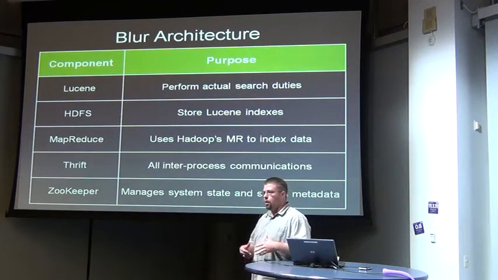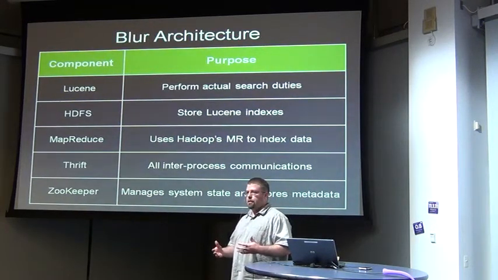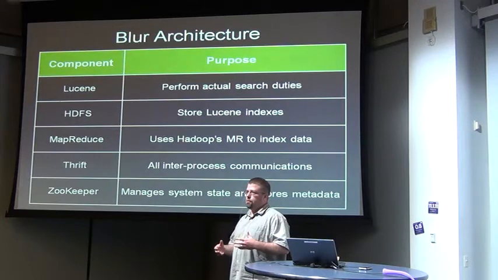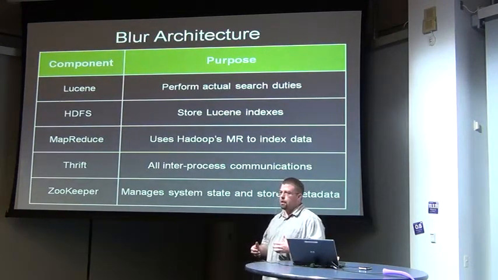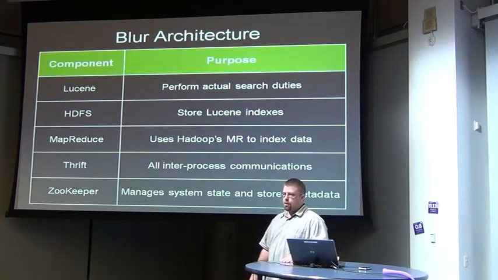MapReduce is used to do all the bulk re-indexing, and incremental indexing is done through Thrift mutate calls. So it acts somewhat like a key value data store that you can mutate the data while it's live. Thrift is used for all the intercommunication, and ZooKeeper manages the state of the entire system and figures out what nodes are online, and so therefore what shards need to be brought up on what nodes.